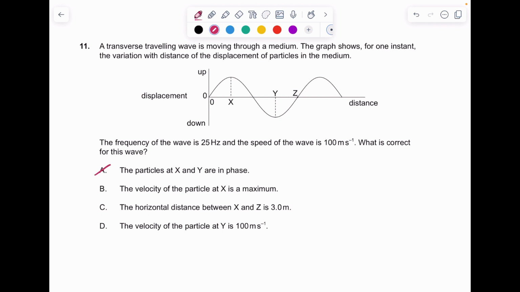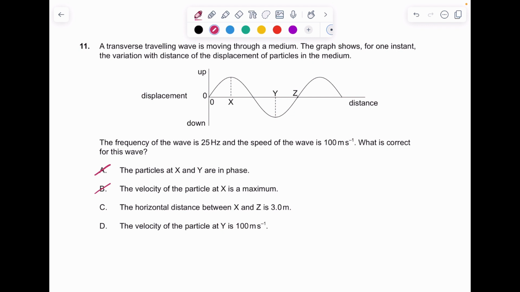A is incorrect. Velocity of particle x is a maximum. X is at maximum displacement. It's at the amplitude of its oscillation. If you think about a pendulum swinging, when it's at maximum displacement, it has 0 velocity, so that is not correct. Horizontal distance between x and z is 3 meters.